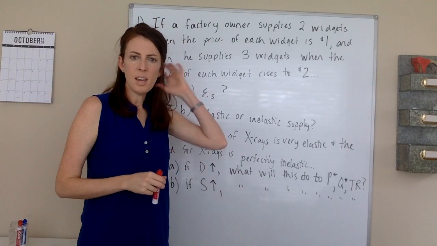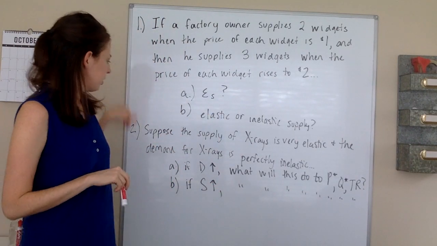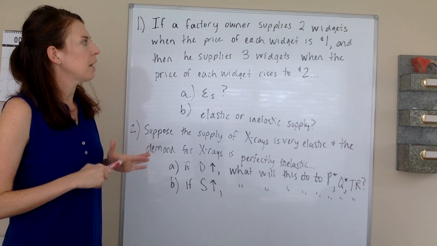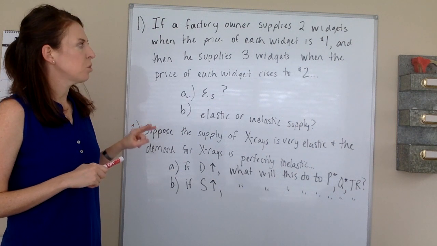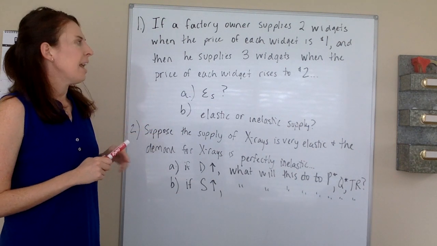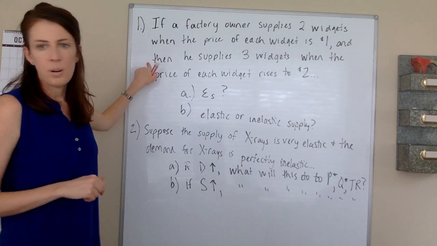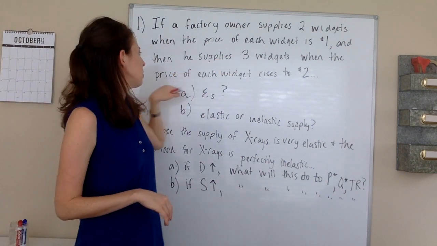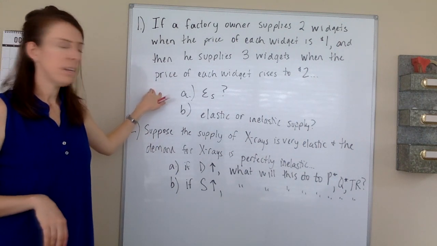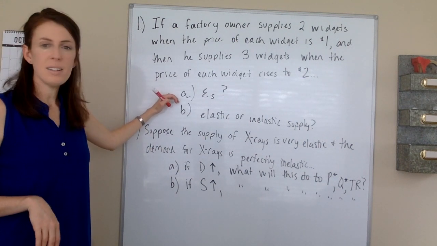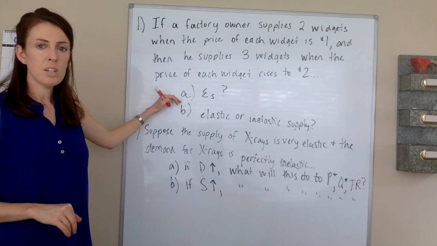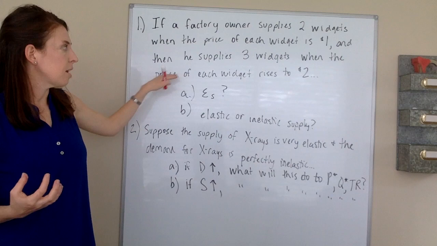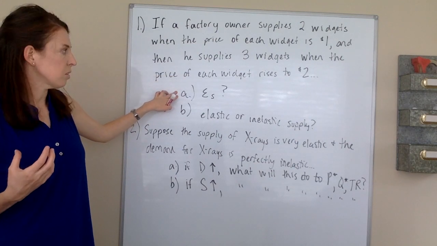For the exercise today, I've got two questions with two parts to it. Question number one is, if a factory owner supplies 2 widgets when the price of each widget is $1, and then, so think about chronology here, what's coming next is that he supplies 3 widgets when the price of each widget rises to $2, then part A is what is the elasticity of supply? So you're going to need to take the equation for elasticity of supply, plug these numbers into it, and get a number for elasticity of supply.